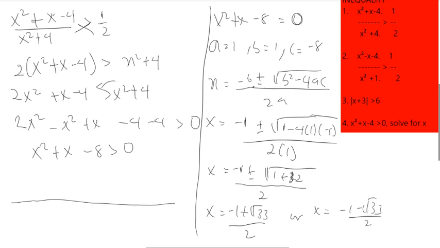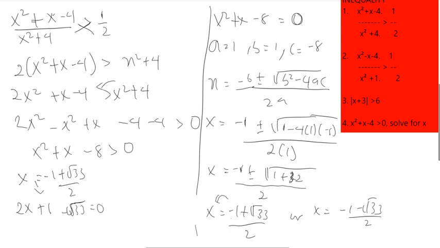Now this one that is here, if we factorized it, we can just bring this one to the other side of x, right? So here we have x is equal to minus 1 plus root 33 over 2. Here we can cross multiply. So we have 2x plus 1 minus root 33 equal to 0. Then for the second one, we're going to have 2x plus 1 plus root 33 is equal to 0.